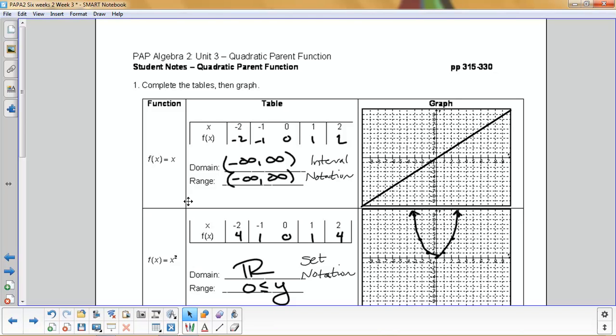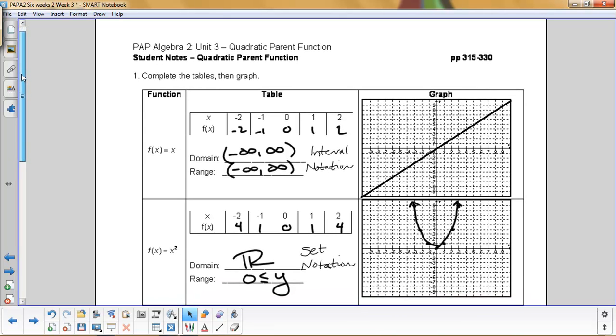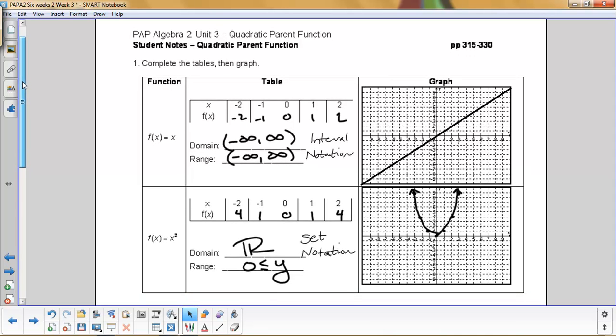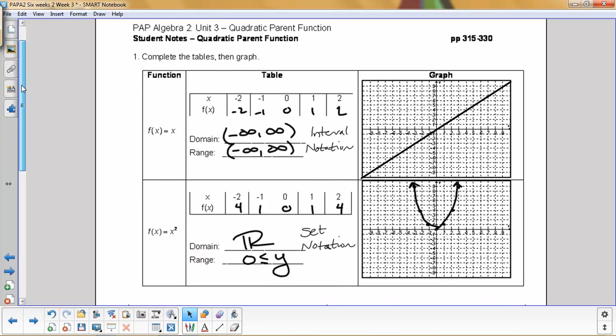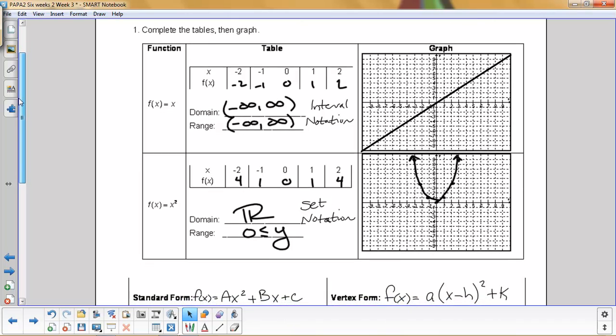Quadratic parent functions. In order to cut down on some of the length of the video, I've gone ahead and preloaded this first page. It is strictly informational, so please make sure that you get it copied down in its entirety before moving on. Notice in the linear function I used interval notation, and in the quadratic function I used set notation. That's just to keep us moving so we don't forget about either one of those.